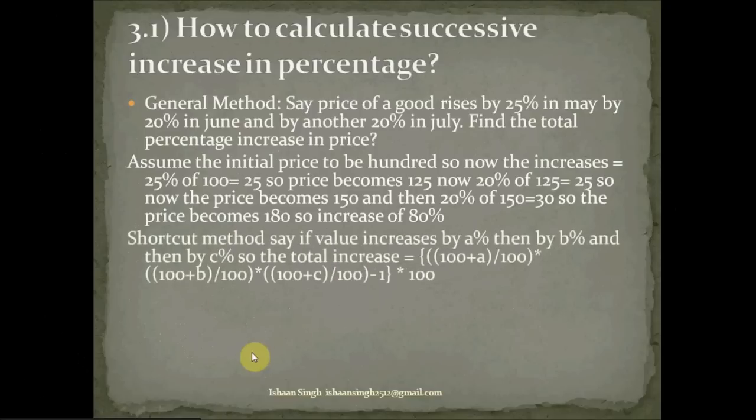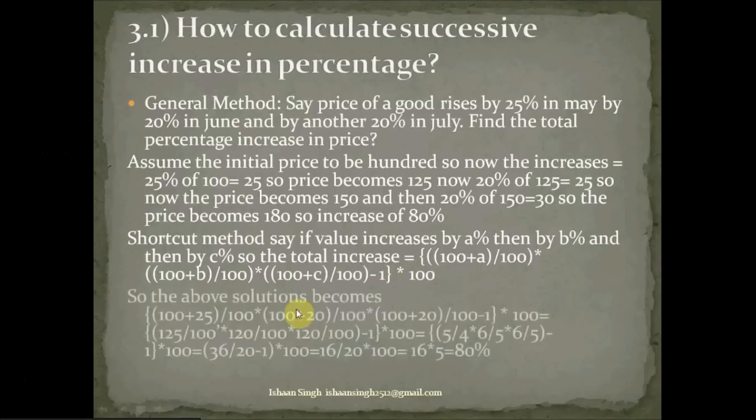The formula says, if the value increases by A% in the first month, then by B% and then by C%, the total increase is equal to (100 plus A upon 100) into (100 plus B upon 100) into (100 plus C upon 100), minus 1, into 100. So let us look at the example above.